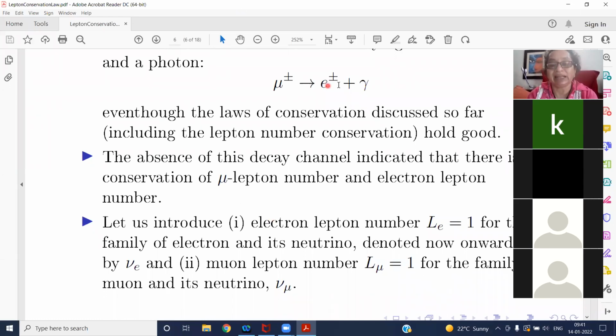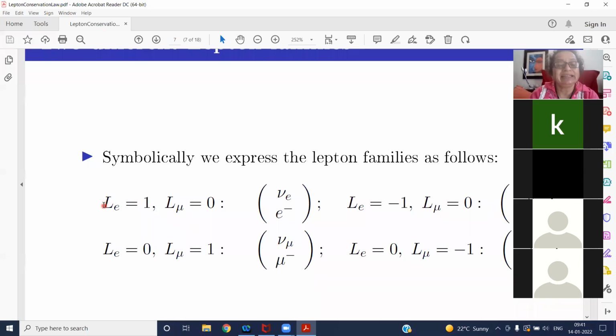Muon cannot decay into an electron and a photon. So now I will say this doesn't happen because what is the muon lepton number for mu minus? L mu is +1. But what is L mu for electron? It's not a muon, so it is 0. So my rule now, I will tell you, Le is 1, L mu is 0. I will write the lighter particle convention-wise. Lepton family is denoted by electron lepton, nu E and e minus. For that, Le is equal to 1, L mu is equal to 0.